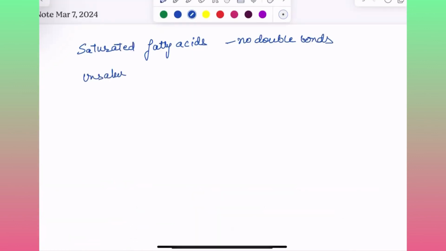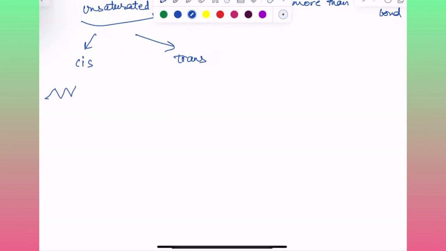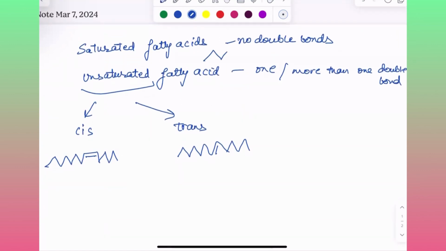Unsaturated fatty acids have one or more than one double bond, and they can exist in two configurations: cis and trans. Cis configuration will have a double bond like this, but trans configuration will have a double bond like this. Saturated fatty acids also exist like this.